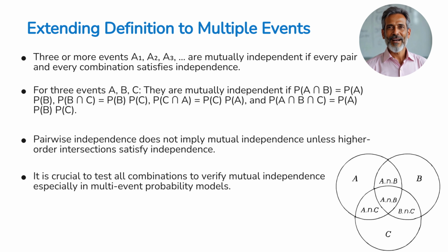This is why it's very important to test all combinations when verifying independence for multiple events, especially in real-life probability problems involving several random factors. Picture a Venn diagram with three overlapping circles labeled A, B, and C. Each overlapping region has its own probability, and we check if products match joint probabilities accordingly. Keep this multi-event approach in mind. It's a crucial step up in understanding probability.